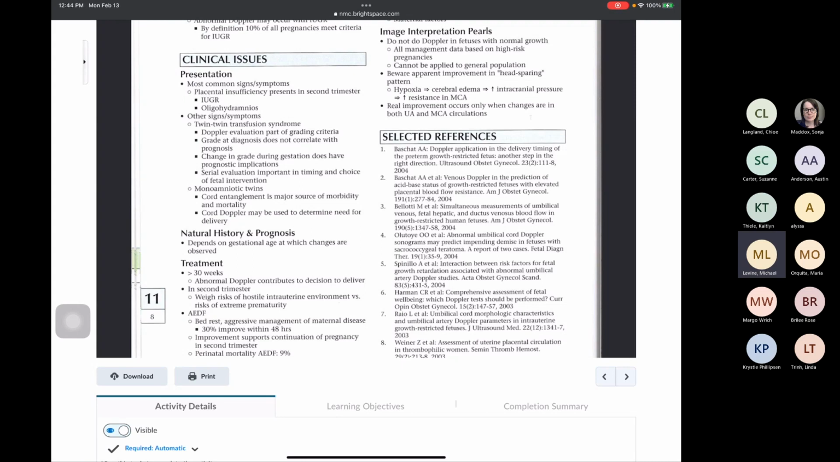There's a lot of talk that you never want to do Dopplers on healthy fetuses because we don't know what that means. So it's saved for abnormal clinical parameters, not normal.